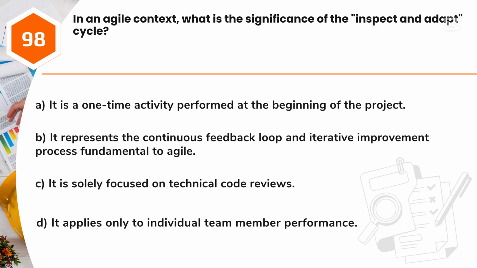Question 98. In an Agile context, what is the significance of the inspect and adapt cycle? A. It is a one-time activity performed at the beginning of the project. B. It represents the continuous feedback loop and iterative improvement process fundamental to Agile. C. It is solely focused on technical code reviews. D. It applies only to individual team member performance.